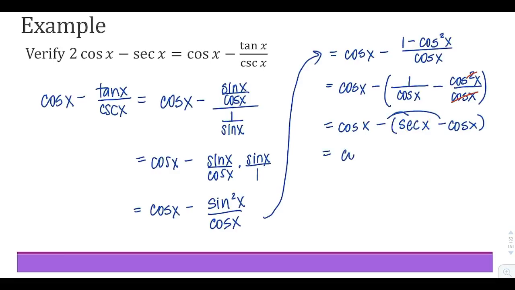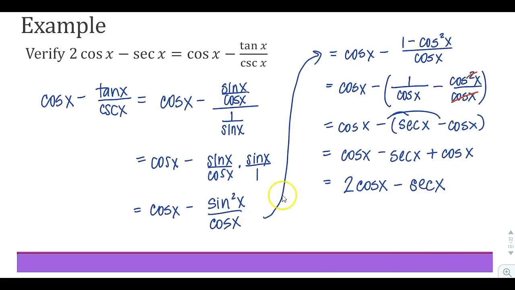So I end up with cosine x minus secant x plus cosine x for a total of 2 cosine x's. So that's 2 cosine x minus secant x.